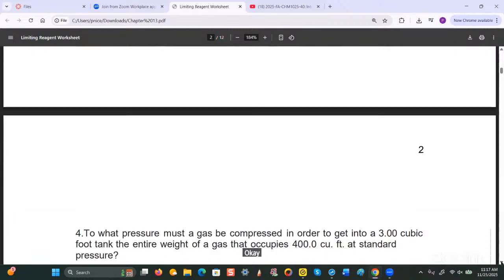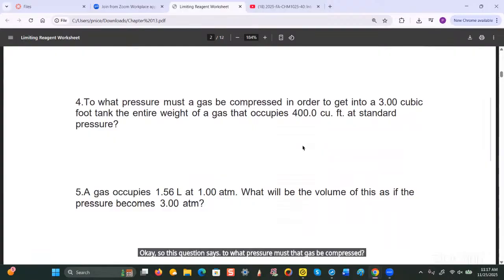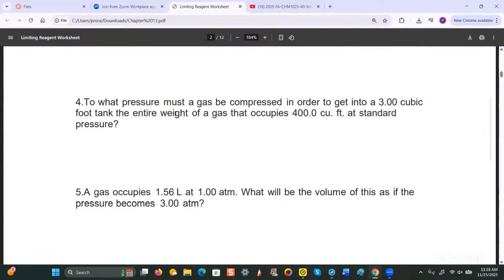Okay, so this question says, to what pressure must a gas be compressed in order to get into a 3.00 cubic foot tank? Let me see. The entire weight of a gas that occupies, what pressure must a gas be compressed in order to get? Okay, I'm not sure about the weight part of this question, but basically, okay. Let me just say that there's a missing piece of information from this question here.